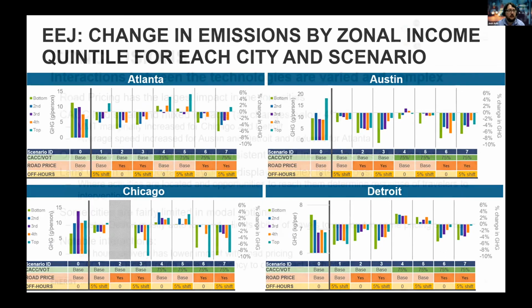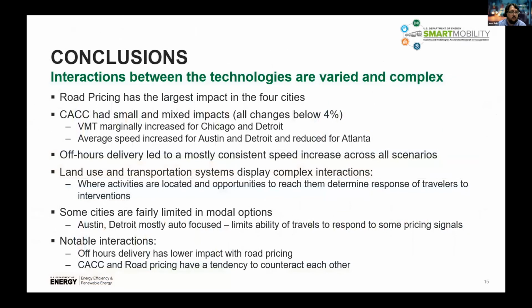So again, in conclusion, we did find that road pricing has the largest impact in all the cities we studied, although it varies by city fairly substantially. CACC had small and mixed impacts just due to how it was assumed to impact drivers and vehicles, where we did see average speed increases for Austin and Detroit, but reductions for Atlanta, so some significant regional variation there.